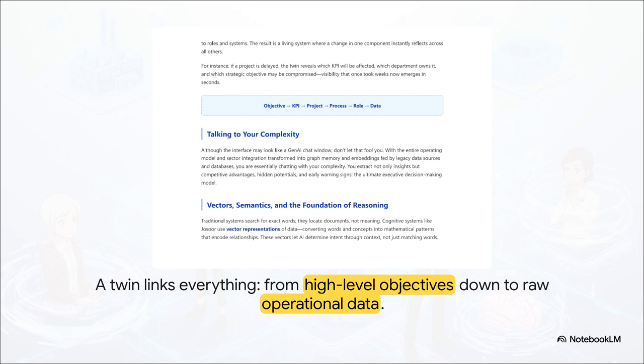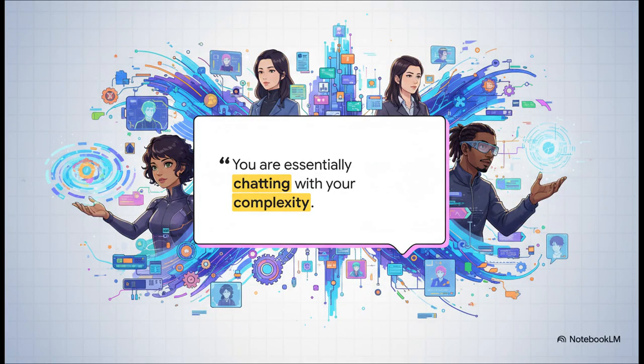So what happens if a project gets delayed? Well, the twin doesn't just send you an alert. It instantly shows you which KPI is going to be affected, which department is on the hook, and which high-level strategic objective is now officially at risk. That's a level of visibility that used to take weeks of painful meetings to figure out. Now it happens in seconds. And this quote just nails it. Interacting with a twin isn't like pulling a report from some old system. It's literally like having a conversation with your entire organization. You can ask it really complex what-if questions and get intelligent answers back because the system actually understands how everything is interconnected.